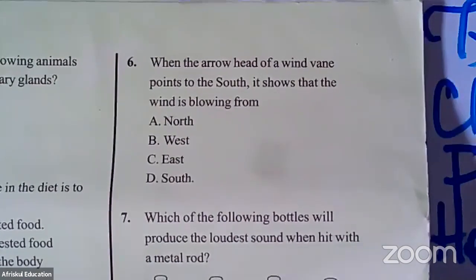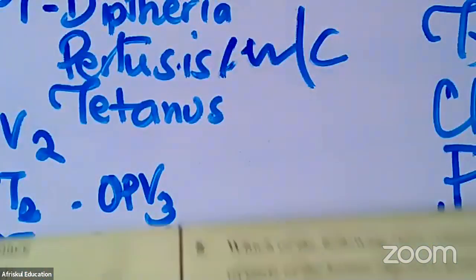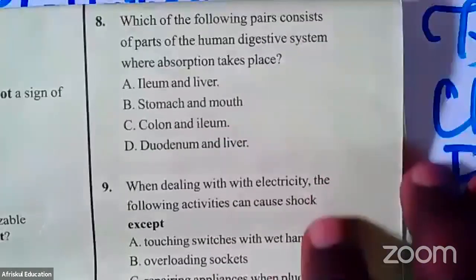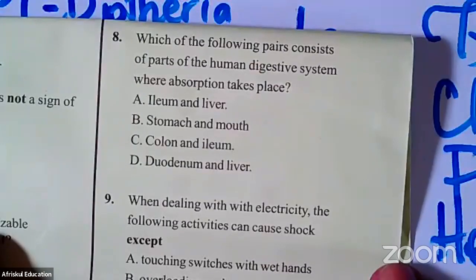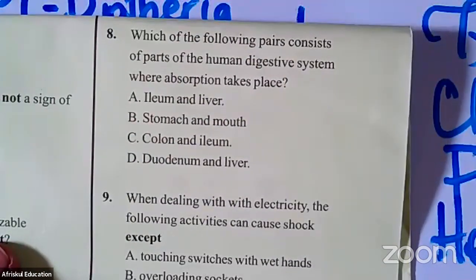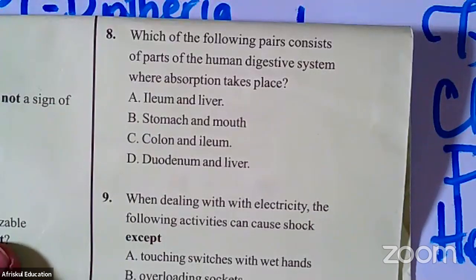We skip question number 7 for reasons best known to the teacher. We go to question number 8. Question number 8 says, which of the following pairs consists of parts of the human digestive system where absorption takes place? Is it the ileum and the liver, stomach and mouth, colon and ileum, duodenum and liver? Yes.